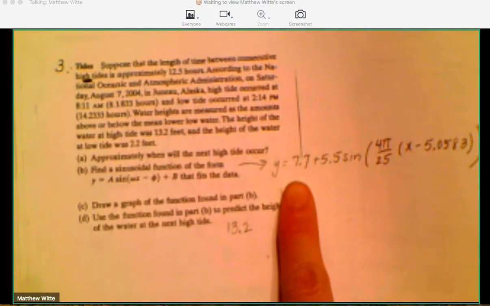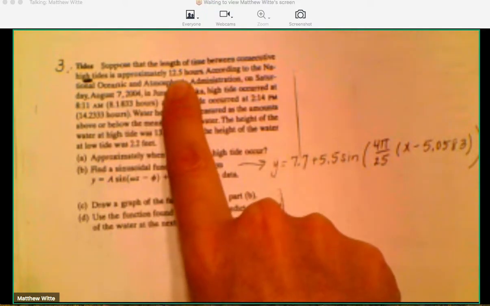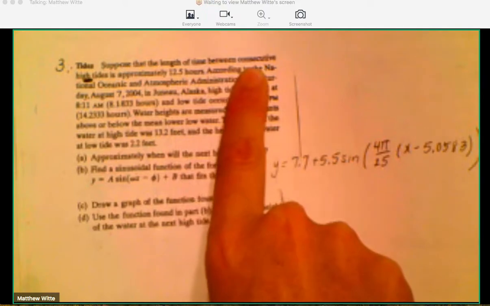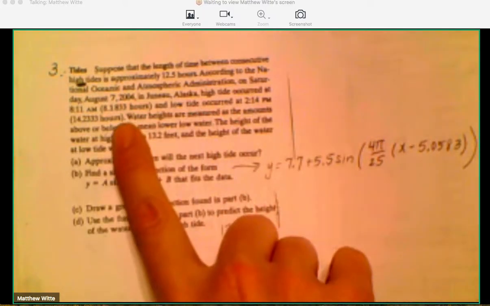The third question is just using tides. So you just have to be very careful in the using tides thing where it says it is approximately 12 and a half hours. Okay. So suppose that the length is 12 and a half hours according to the National Oceanic, blah, blah, blah. Again, they're using Alaska.